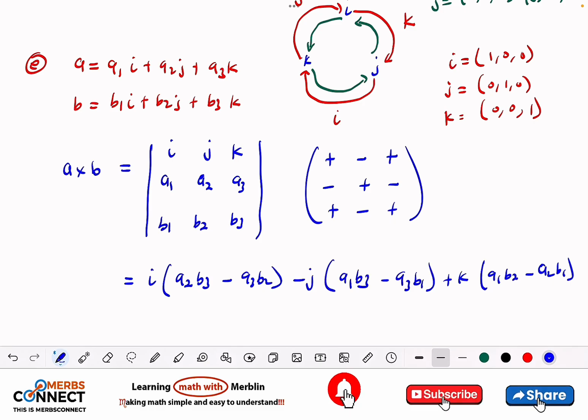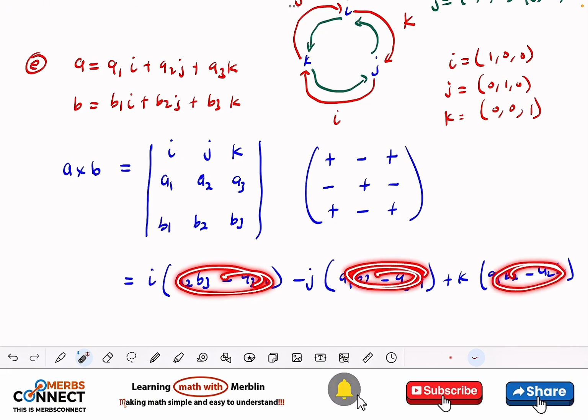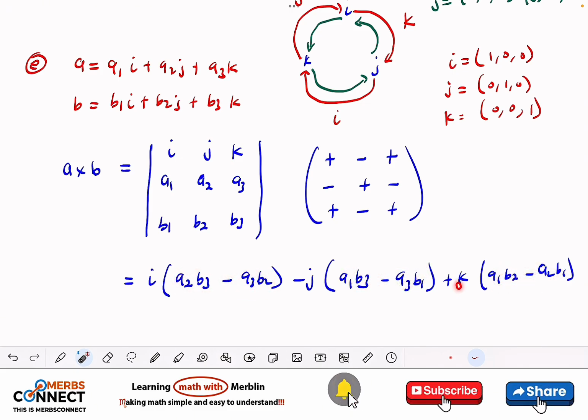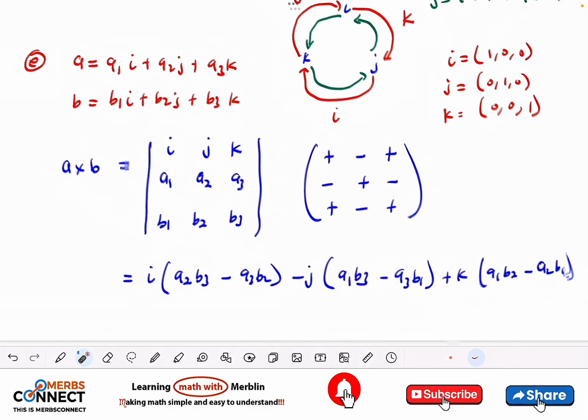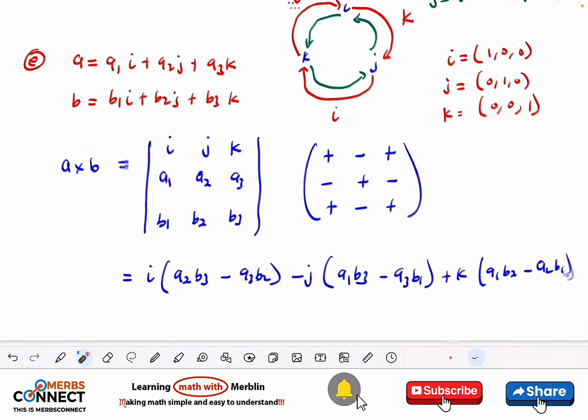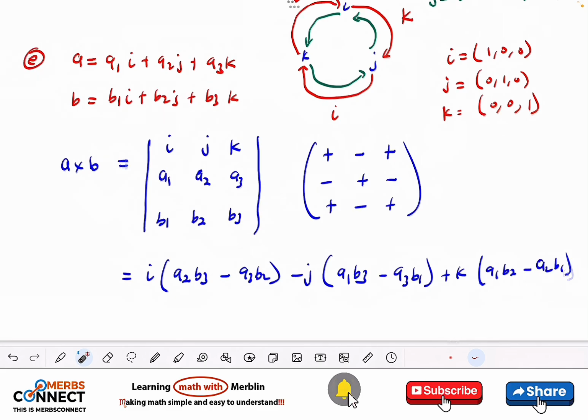So this will be the determinant when you just want to solve. And you see that at the end of the day, this is going to give you a scalar, this is going to give you a scalar, this is going to give you a scalar. And we have k, j, i, which is going to form a vector. That's why we call it a vector product, because at the end of the day, when we do the cross, we get a vector out of that.